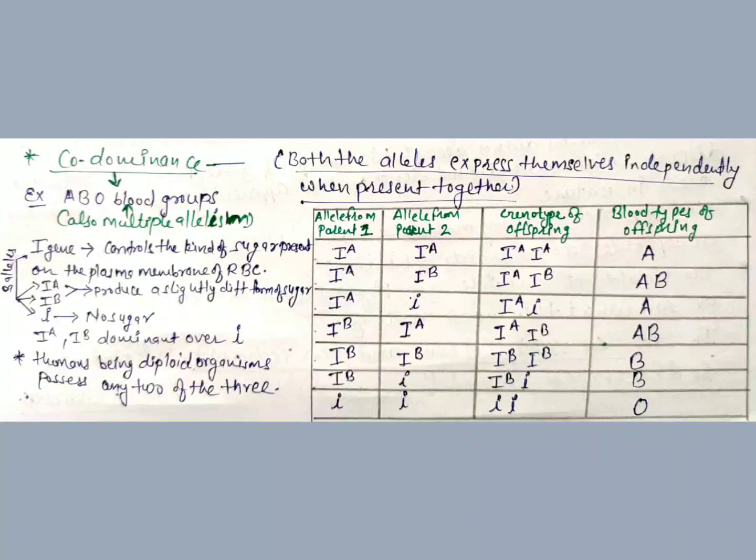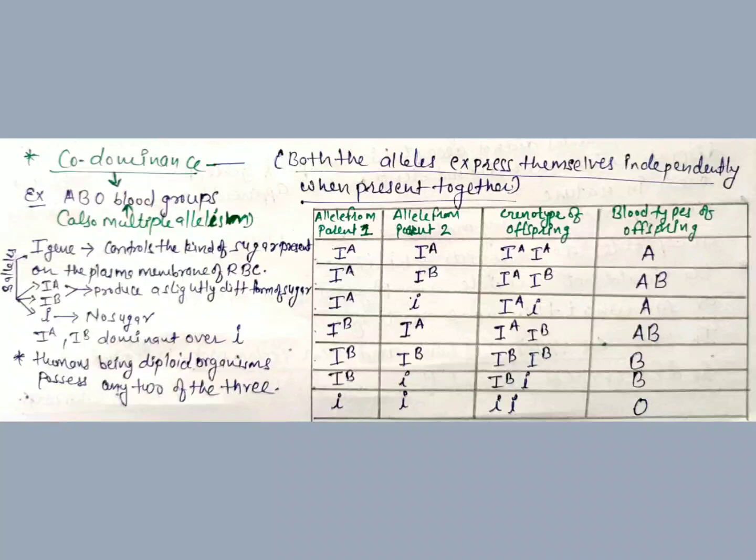In ABO blood grouping, the I gene controls the ABO blood grouping. And how? Because it controls the kind of sugar polymer present on the plasma membrane of RBC. This I gene has three alleles, IA, IB and small i. Capital IA and capital IB are somewhat different because they produce slightly different forms of sugars. But small i doesn't produce sugar at all. Capital IA and capital IB are dominant over small i.